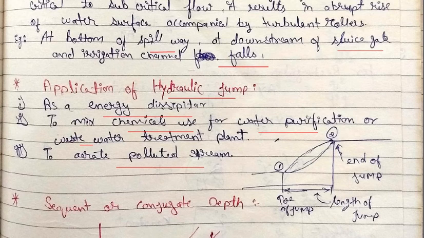Here is the toe of jump. This is known as the toe of jump, where the hydraulic jump is initiated or generated. And this is the end of jump where flow is converted to subcritical flow, and this is the length of jump. So here is a change in depth. Suppose this is y1 and this is y2. These are called sequent or conjugate depths.